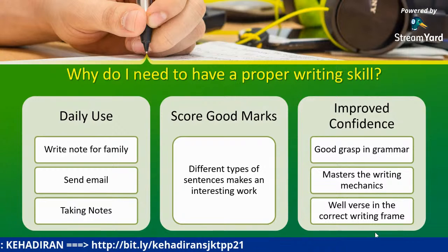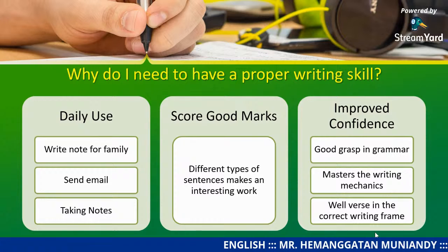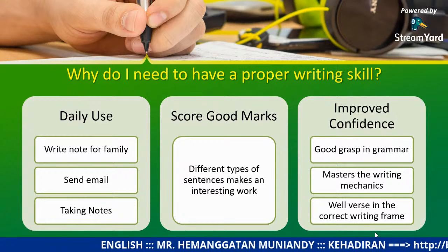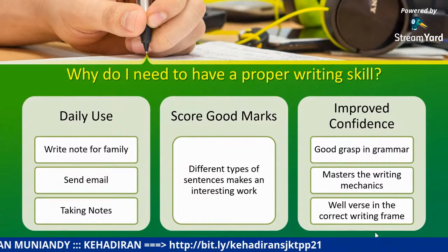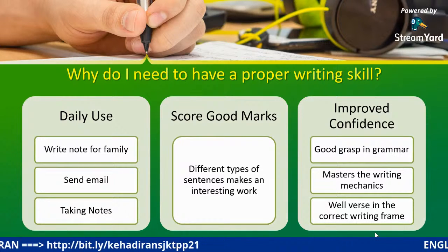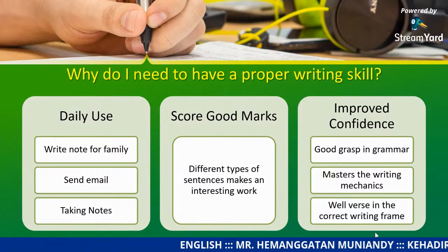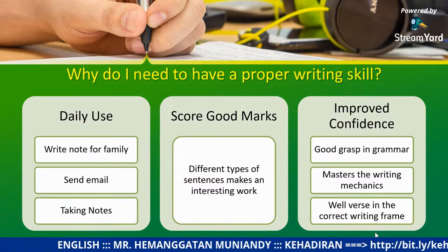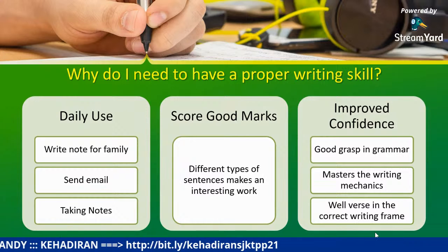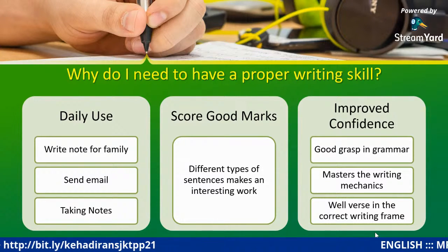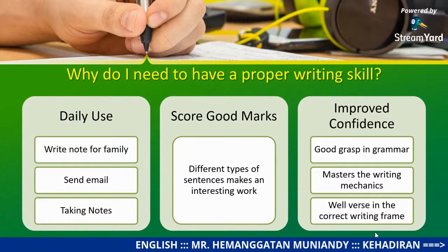The most important reason why you need to have a proper writing skill is to have improved confidence in you. Good grasp in grammar is definitely the best thing you need to have a good writing skill. Number two, under improved confidence, is mastering the writing mechanics. My dear viewers, this is truly important. As for now, probably you're wondering what this writing mechanics is. Later, when I introduce it to you, you're going to say it is something that you already knew. But this is the main reason you're losing most of your marks, or probably the reason why you still have not mastered a proper writing skill.